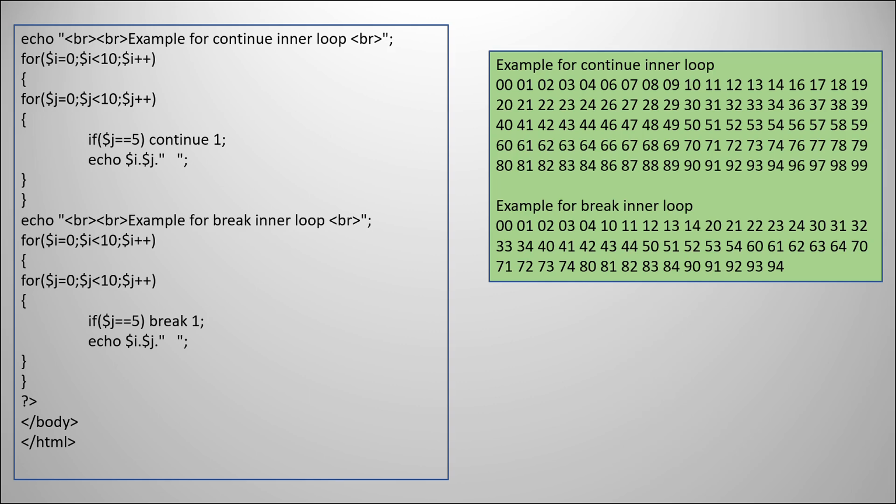Similarly, this example is also going to show how to use continue and break in the nested for loop by skipping 5.